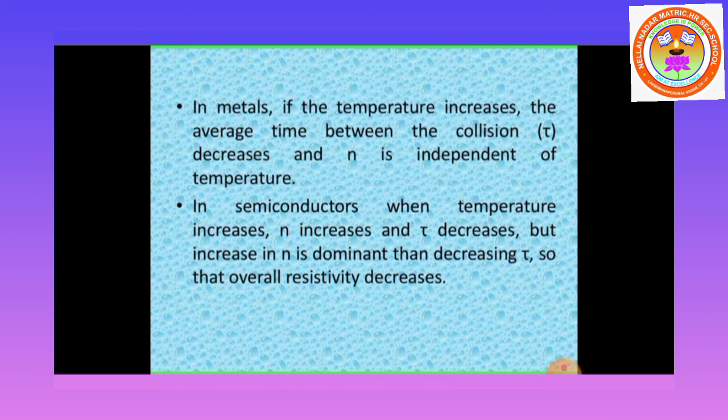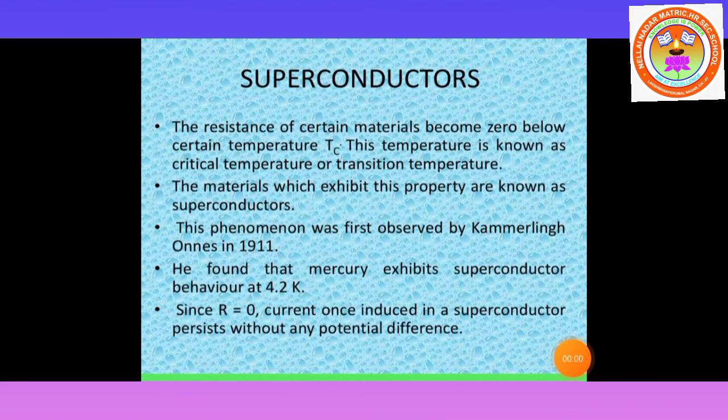In a semiconductor, tau decreases, but the increase in n is more dominant than the decrease in tau, so overall the resistivity decreases. Here the number of electrons increases but the time between collisions decreases, so overall the resistivity decreases in a semiconducting material. Students, based on the concept of temperature dependence of a conductor, now I am going to teach superconductors.